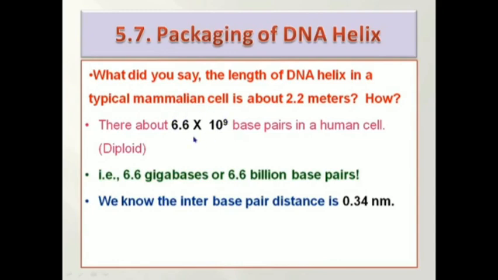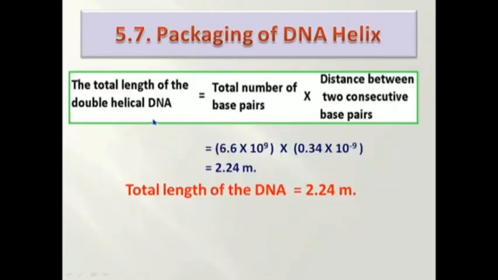With the help of this, we can calculate the total length of the double helical DNA. It is equal to the total number of base pairs times the distance between two consecutive base pairs. That is 6.6 × 10^9 × 0.34 × 10^-9, which is equal to 2.24 meter. So the total length of the DNA is 2.24 meter.